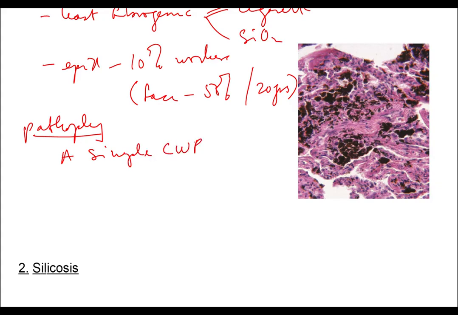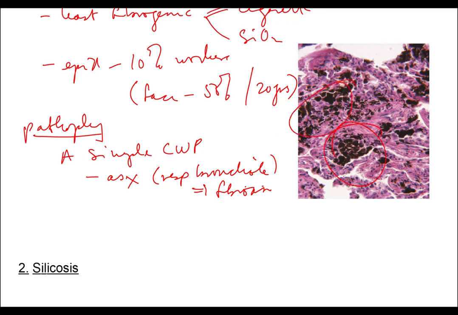CWP, coal workers' pneumoconiosis. And this is completely asymptomatic. What it really is, the coal dust goes down to the level of the respiratory bronchiole, and there it does a little bit of fibrosis. Mostly this is going to be subclinical. You can see this coal here in the picture. Here we see these areas of black pigment, and that's actually the coal dust as it's been phagocytized in macrophages.